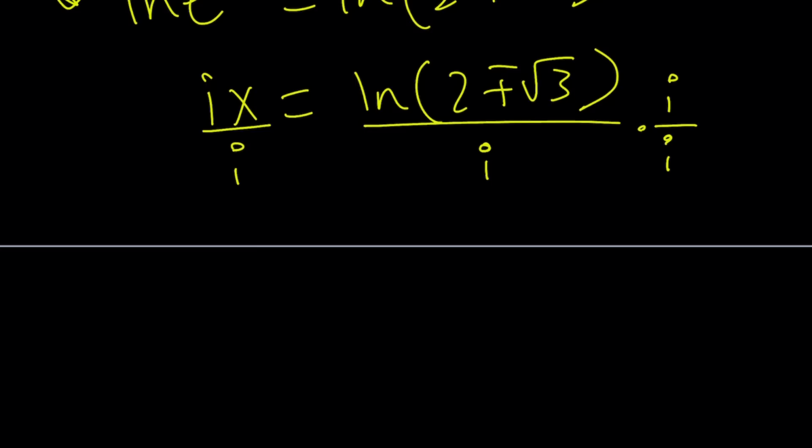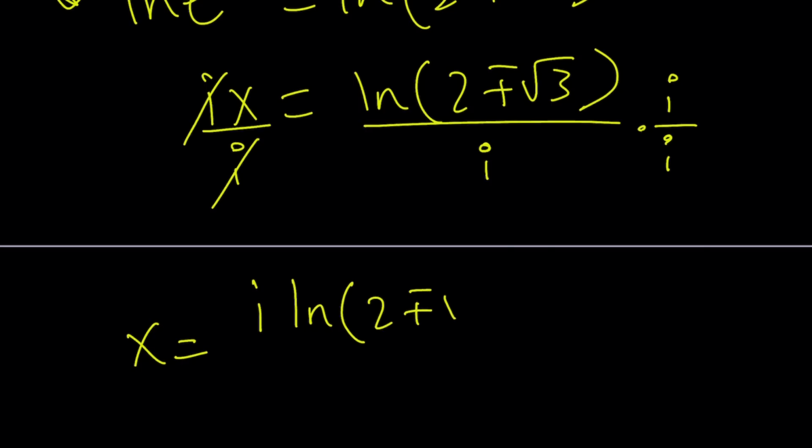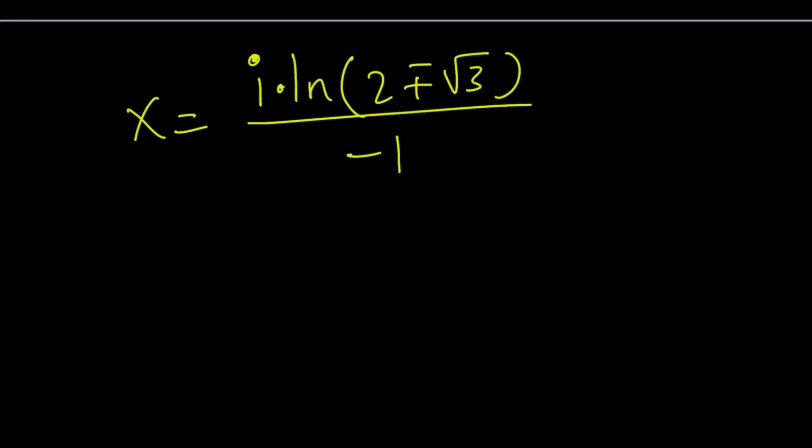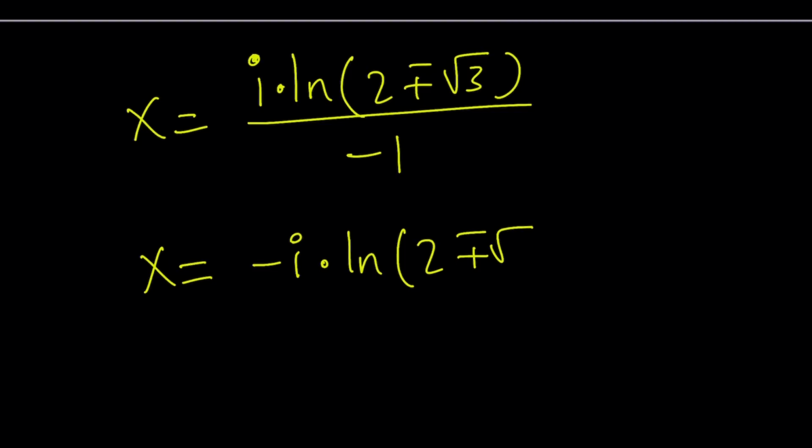So what am I going to do next? i cancels out. I end up with x. I multiply the ln by i, like this. Negative, i times, I didn't say negative, did I? i times i squared is negative 1. Yes. Now I can go ahead and multiply the top and the bottom by negative 1. And that's going to give me x equals negative i times ln of 2 plus minus root 3.